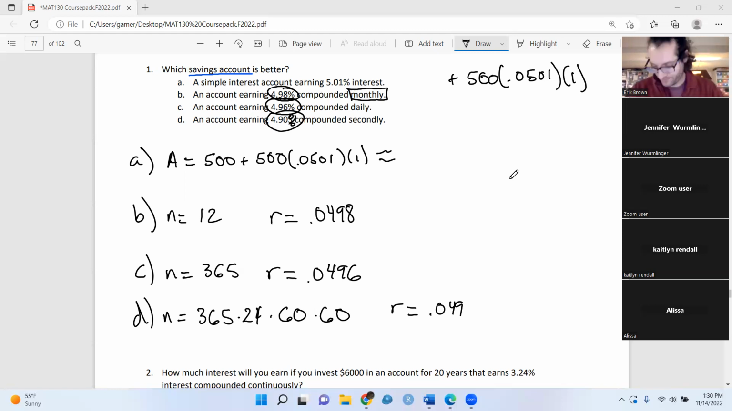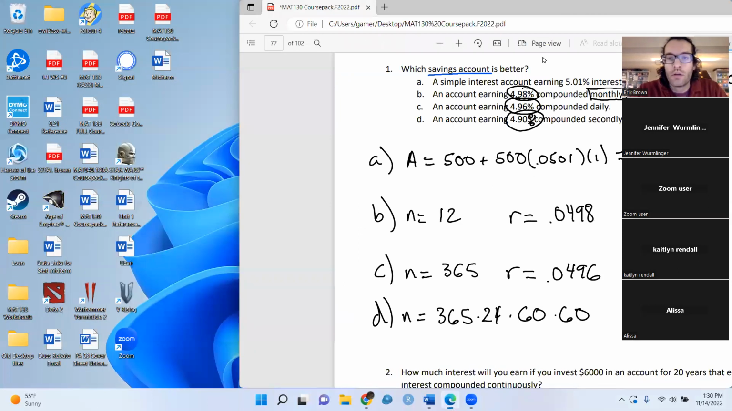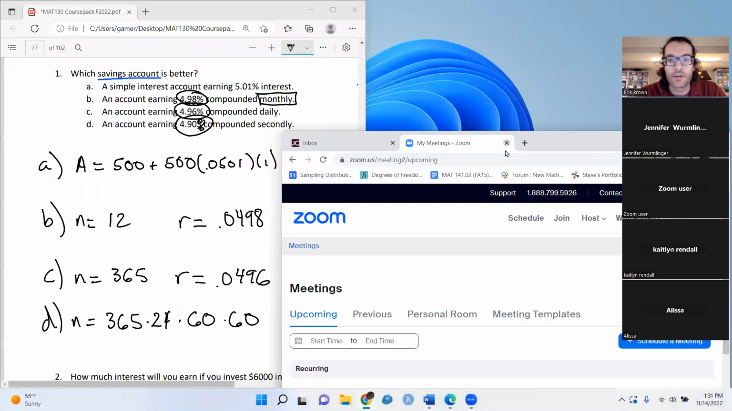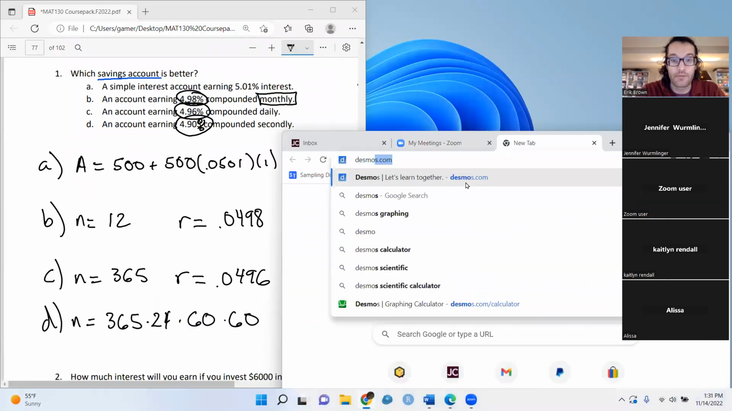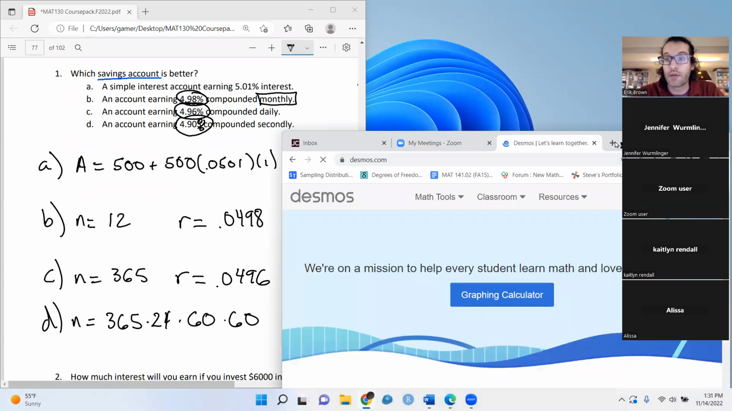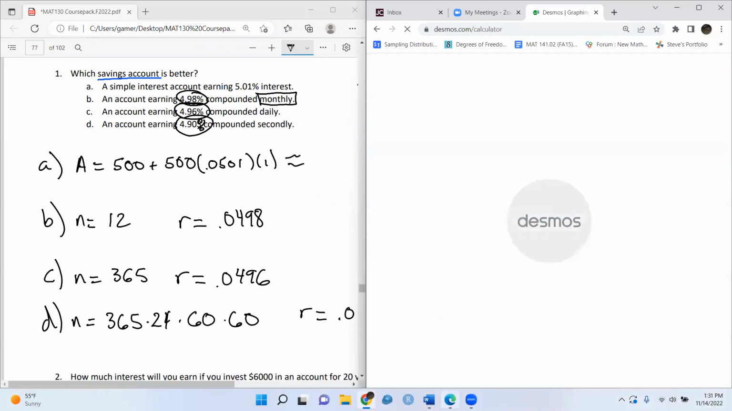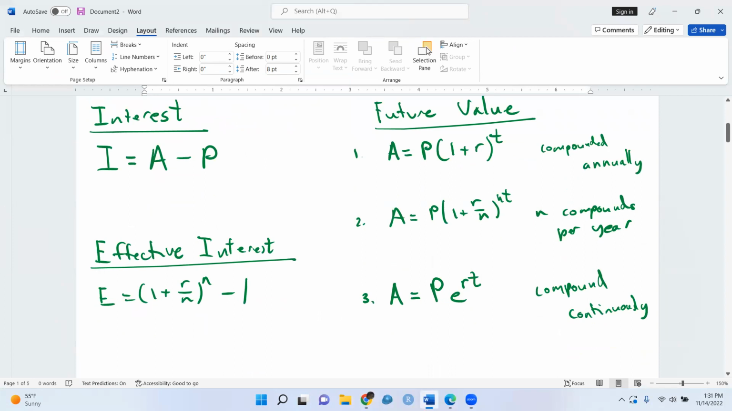Okay, which one's best? While you all are typing in your answer to me of which is the best, I'm going to show you maybe a simpler way to do this that might have been a little bit less work than what you did. It's totally fine that you all did it that way, but what we just looked at in the reference sheet material was this effective interest rate.